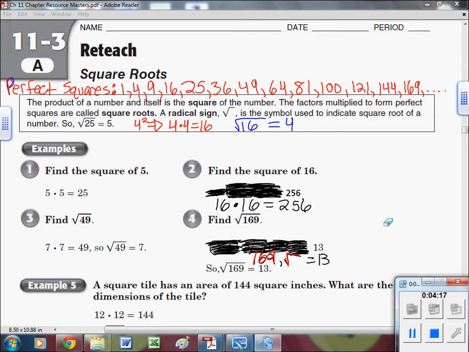So if you wanted to find the square of 5, as a reminder, that means 5 to the second power, which means 5 times 5, which is 25. If you're going to use a calculator to help you with that, that's the same thing you're going to do.